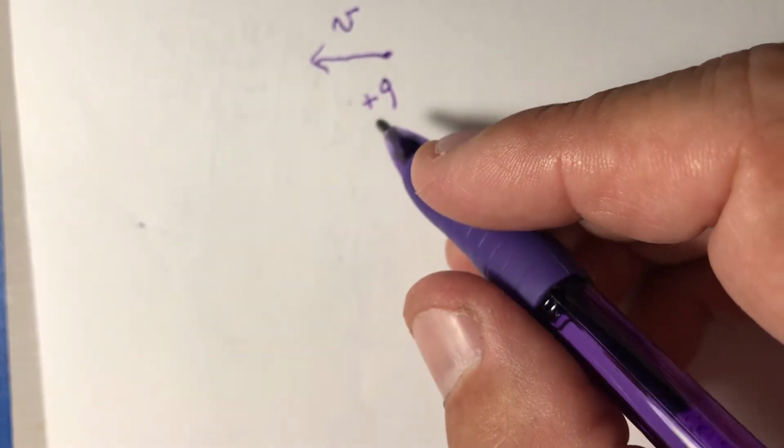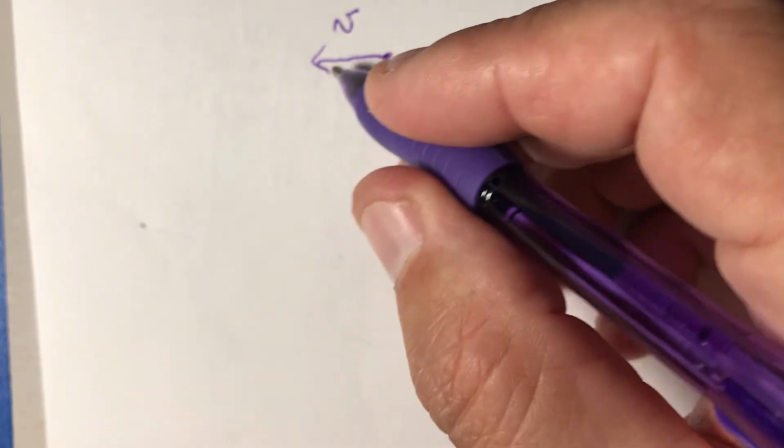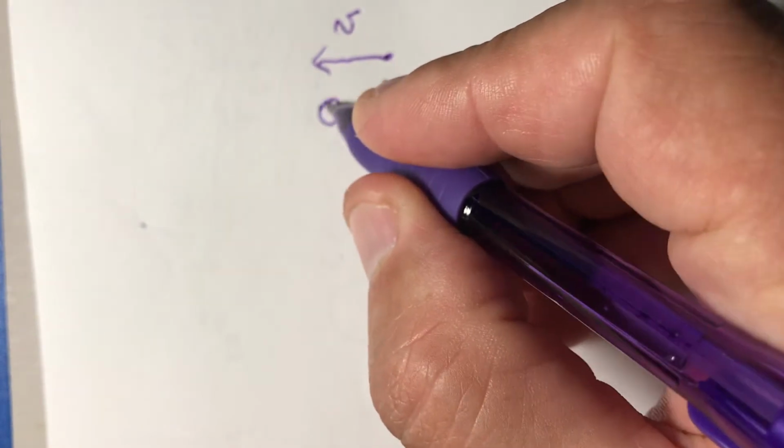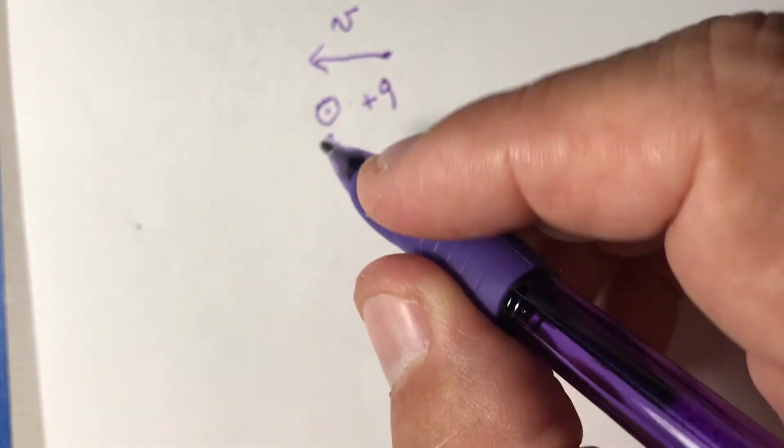And let's see, for example, the magnetic field. It's moving in some magnetic field that's coming out of the page. So I put here a dot. This is the head of the arrow coming at you. Okay.